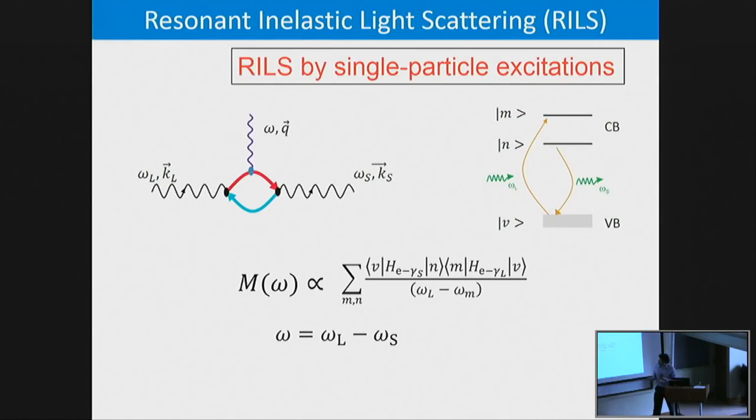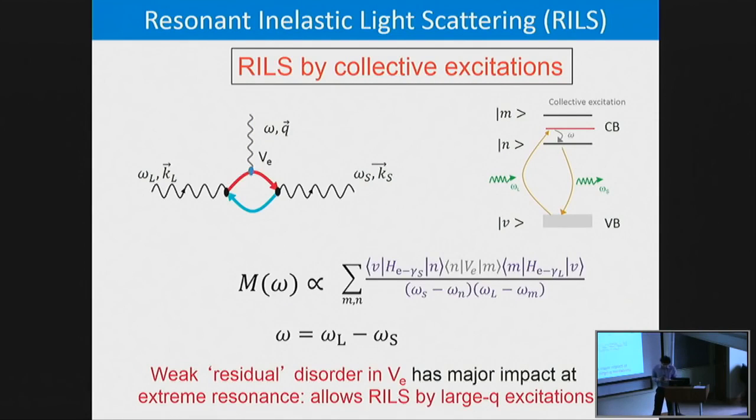The resonant elastic light scattering makes it a very easy task to probe single particle excitations, whose matrix elements are shown here. But more importantly to this talk is the ability of probing collective excitations, which are a third order process. So there's both an absorption and an emission resonance that we can utilize.